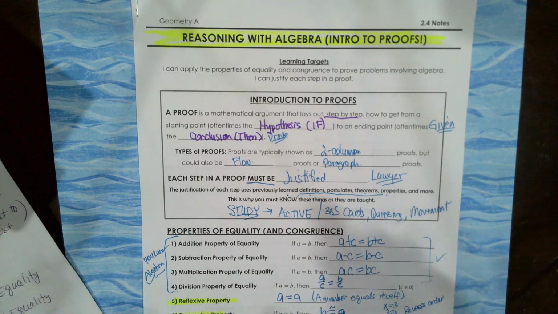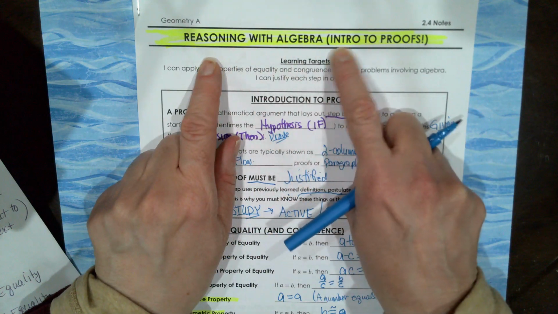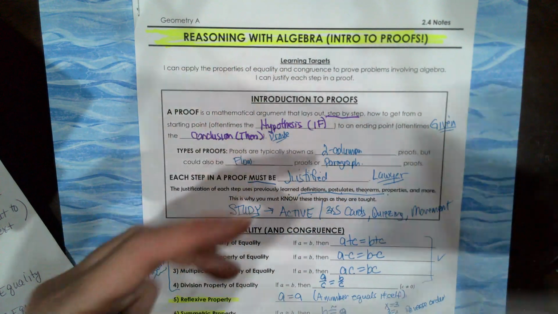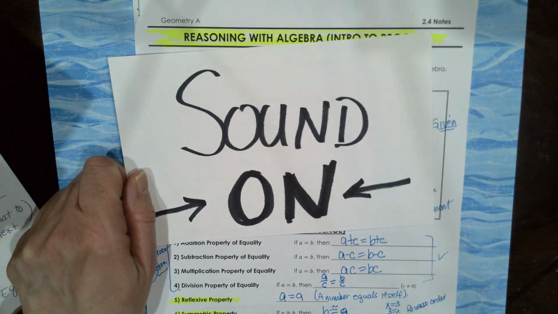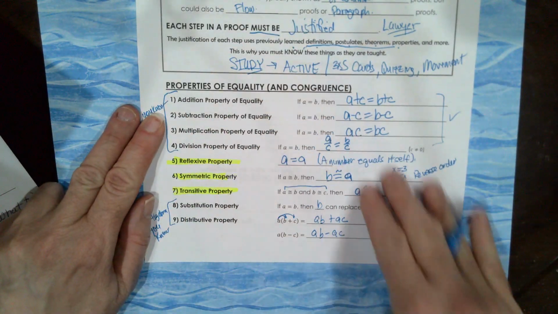This is video number 2 for our Reasoning with Algebra Introduction to Proof lessons. Again, definitely need to have the sound on, and it's very important that you listen to my explanations. And we are going to now use these and apply them to proving something. So let's flip the page.